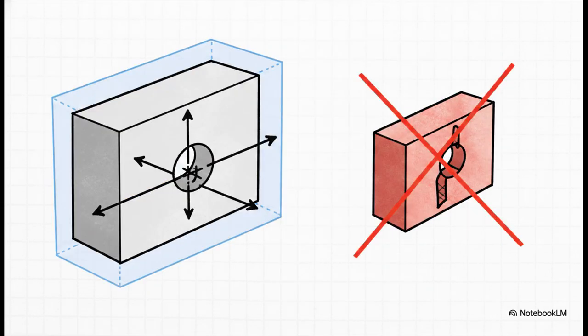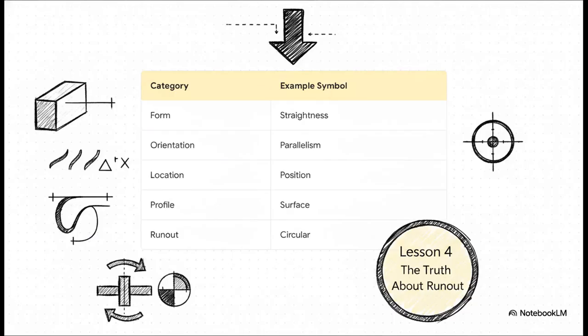Well, if you guessed location, you absolutely nailed it. The crucial point here is that position falls squarely under the location category. It controls exactly where a feature is located in space relative to your datums, not just how big or small the drill bit was. This is the exact constraint that prevents that dreaded oblique drift we saw ruin our bracket earlier.